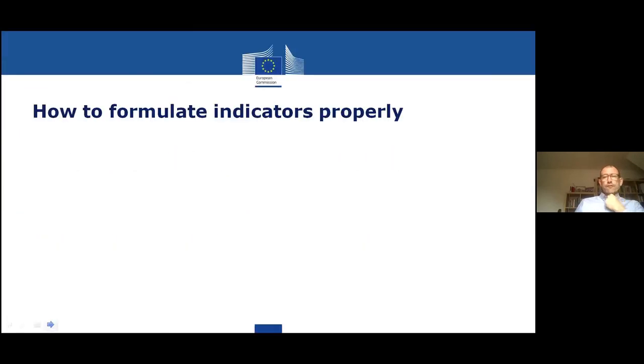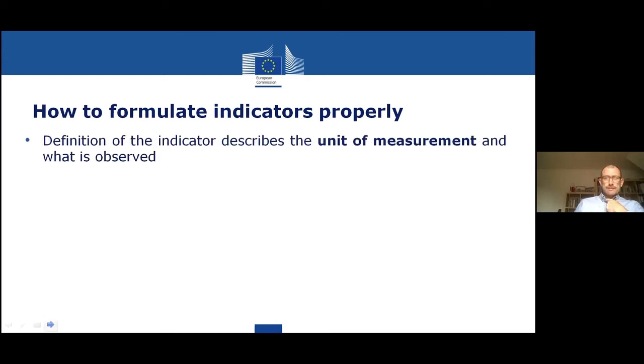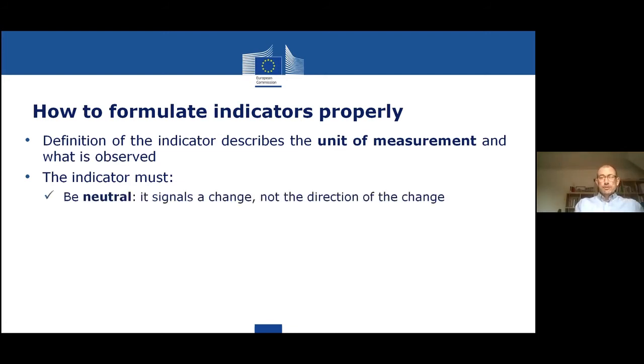Okay, how to formulate indicators properly. There are a few basic ground rules you want to bear in mind. First, the definition is nothing more than a description of the unit of measurement and what is being observed. It's the thing we're going to measure, like a percentage of people trained in a particular skill, for example.